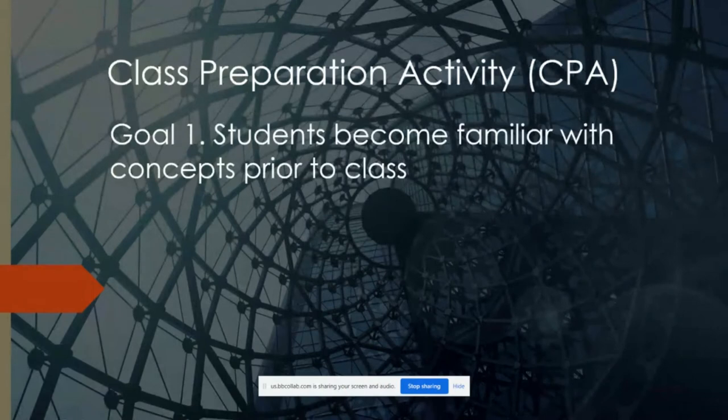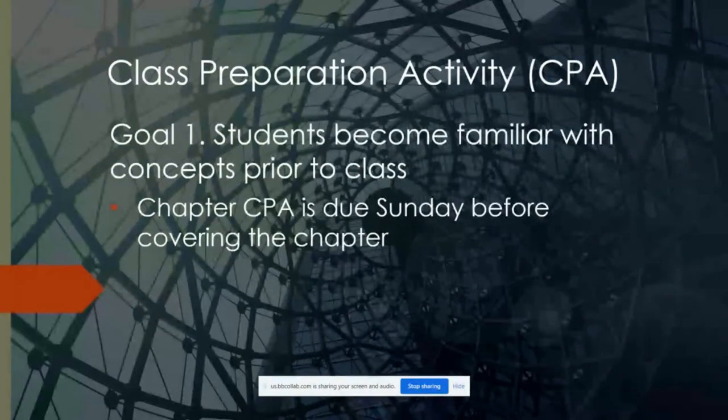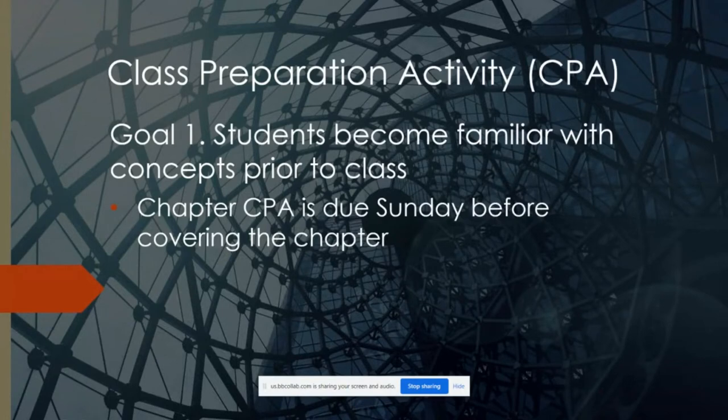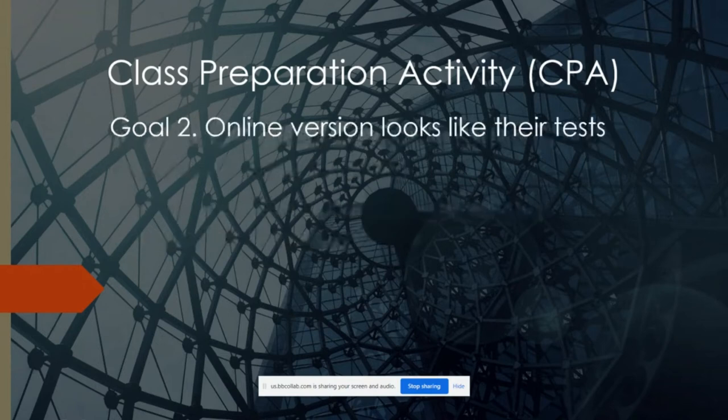When I talk about students becoming familiar with concepts prior to class, what I'm referring to is that the chapter CPA is due the Sunday before we cover the chapter. They're supposedly supposed to read the chapter prior to coming to class anyway. But this forces them, if they want to get credit for it, to go in and at least look up the answers. And I don't get questions about how to get access to the ebook. So it forces them to at least look at the chapters.